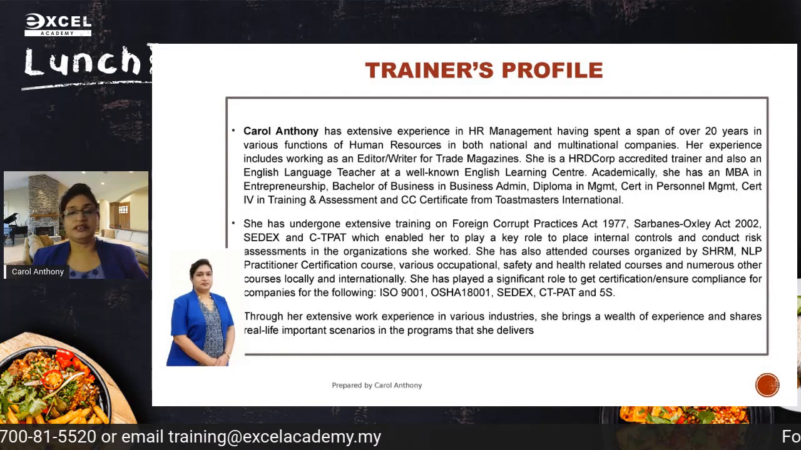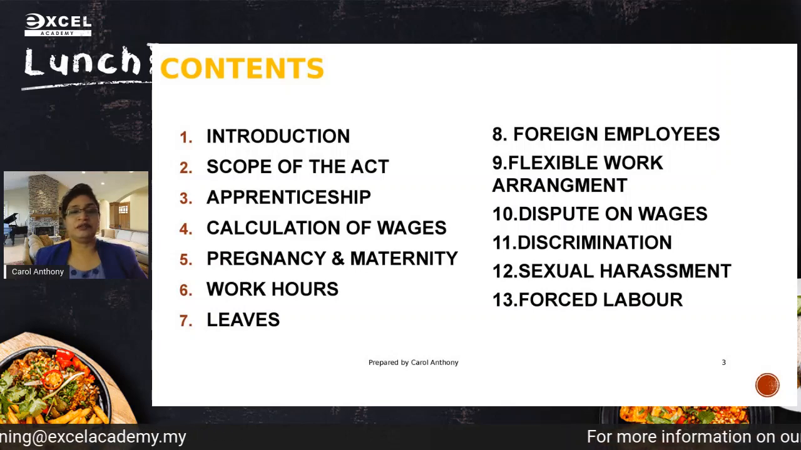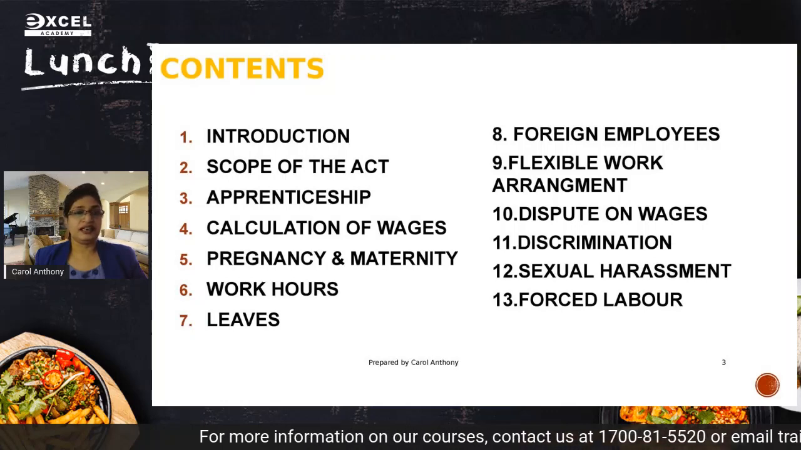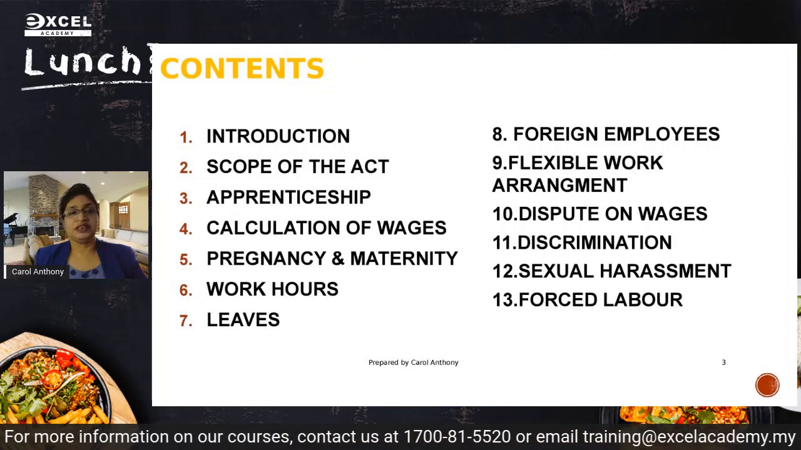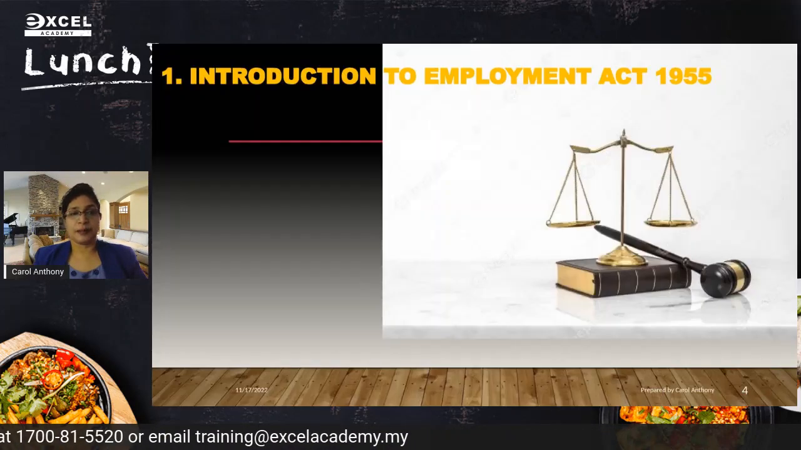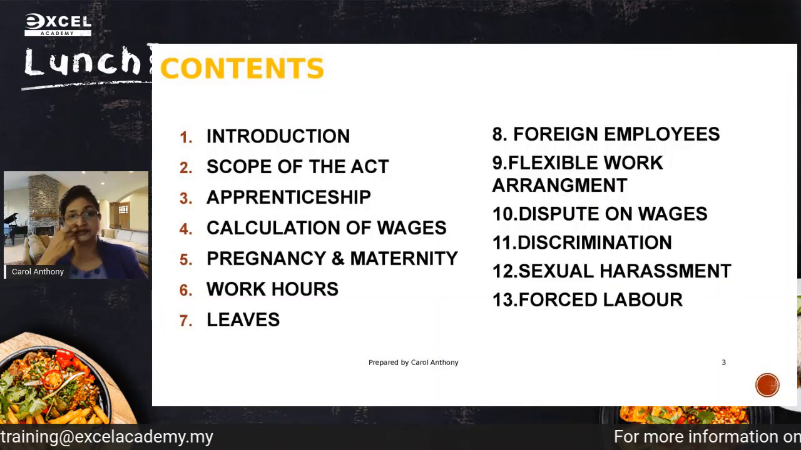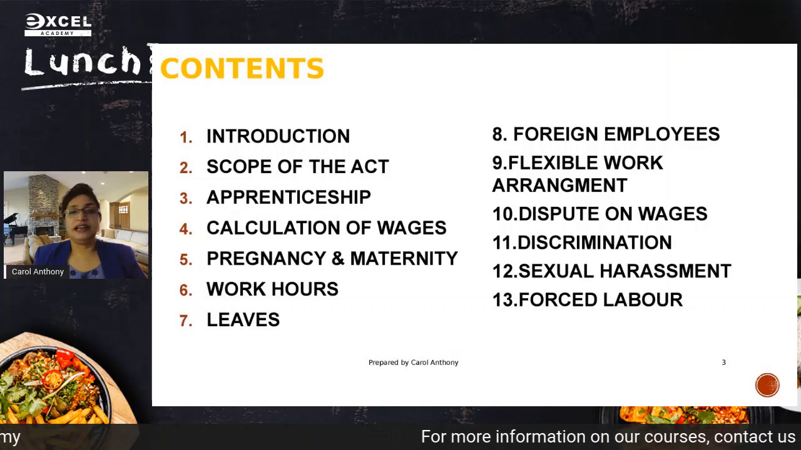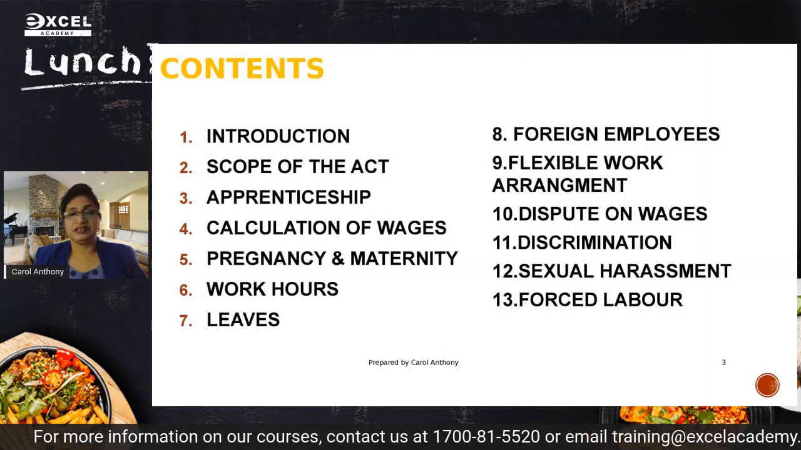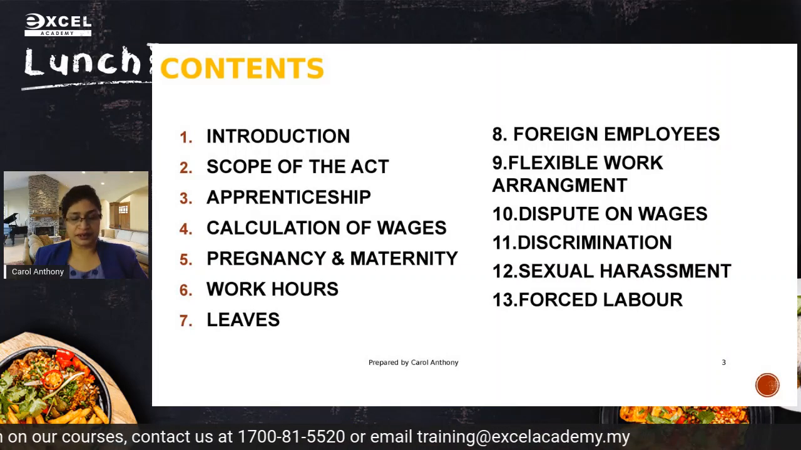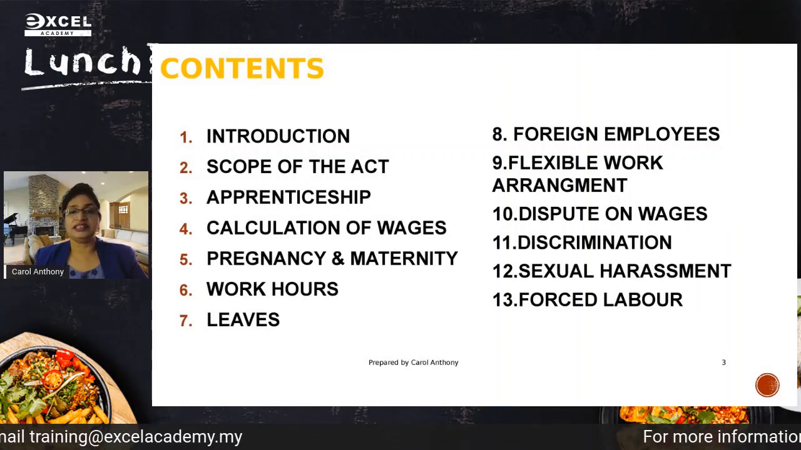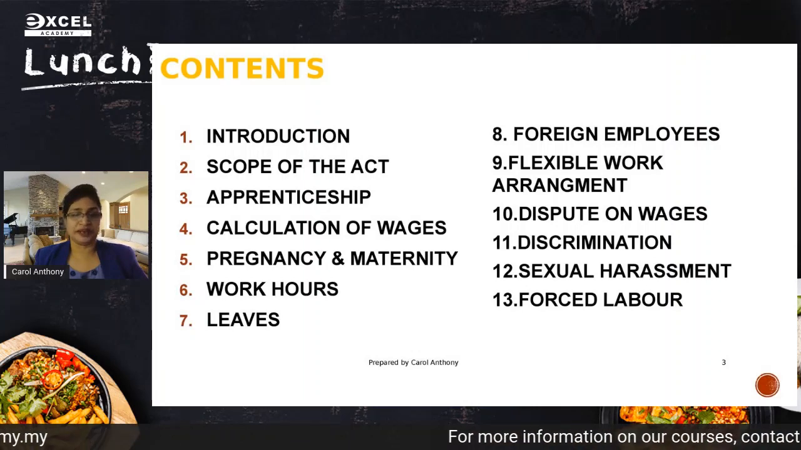Let's move on. What are we going to cover today? Today we'll have a short introduction. Then we'll go on to scope of the Act. Number 3, apprenticeship, calculation of wages, pregnancy and maternity, work hours, leaves, foreign employees, flexible work arrangement, dispute on wages, discrimination, sexual harassment, and forced labor. These are all extracted out to be discussed today because the changes are pertaining to these topics.